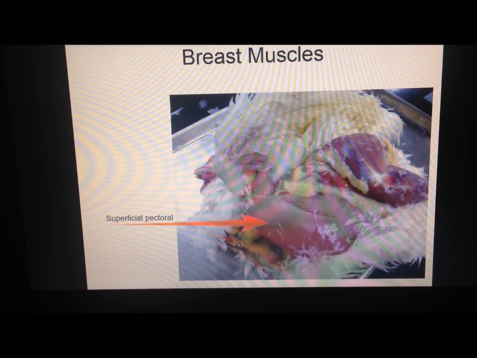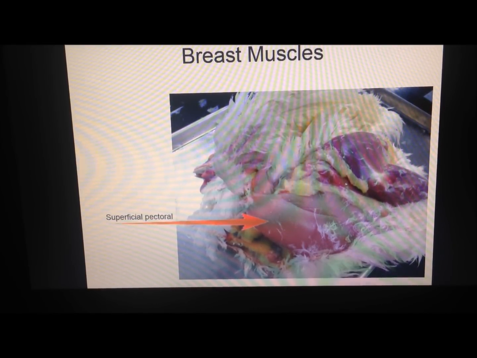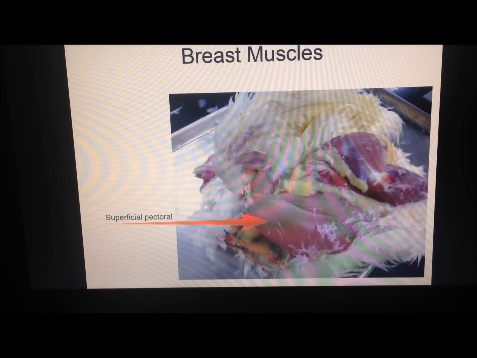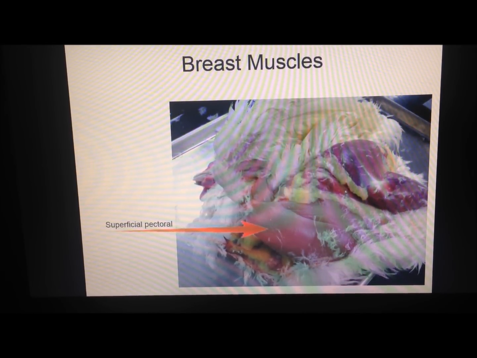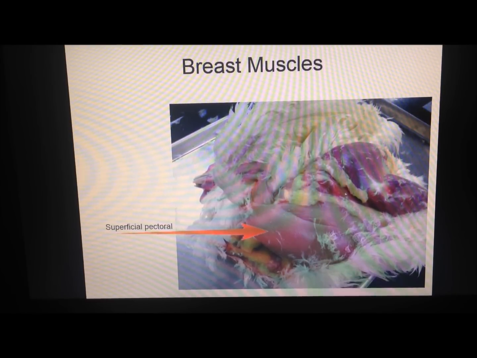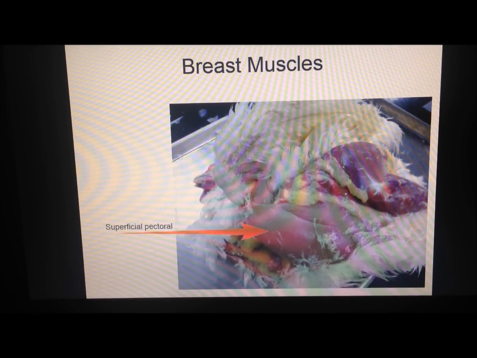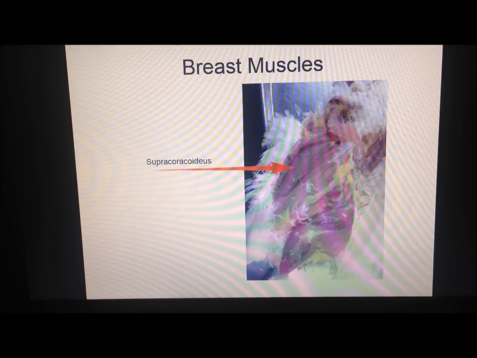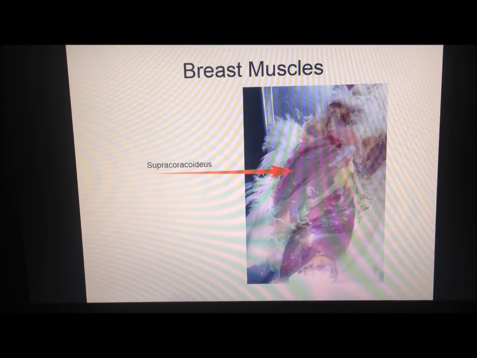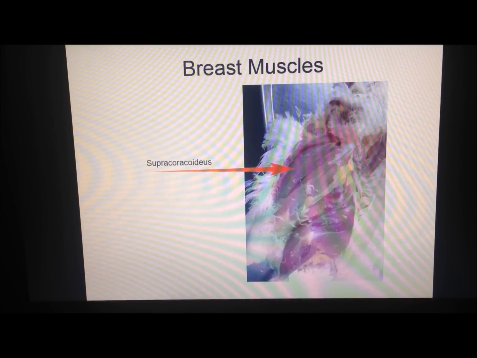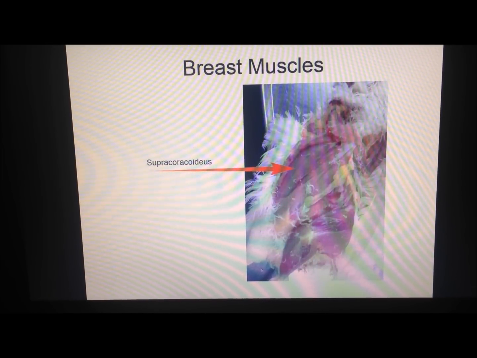Now moving on to the breast muscles, we have the superficial pectoral, also known as the pectoralis major. This is the largest muscle of the bird and contributes most of the force necessary for the downward movement of the wing. And lastly, we have the supracoracoideus, also known as the pectoralis minor, and this is responsible for elevation of the wing in the upstroke.